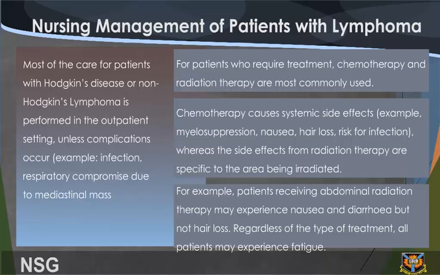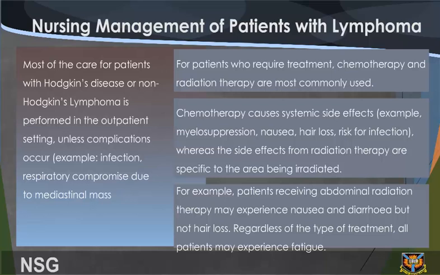Nursing management of patients with lymphoma. Most of the care for patients with Hodgkin's disease or non-Hodgkin's lymphoma is performed in the outpatient setting, unless complications occur, for example, infection, respiratory compromise due to mediastinal mass. For patients who require treatment, chemotherapy and radiation therapy are most commonly used.